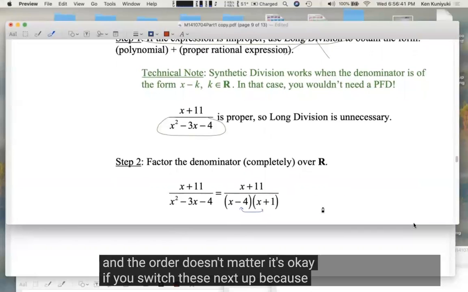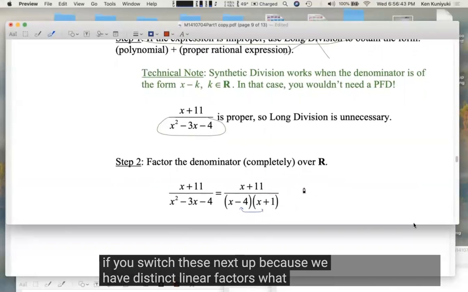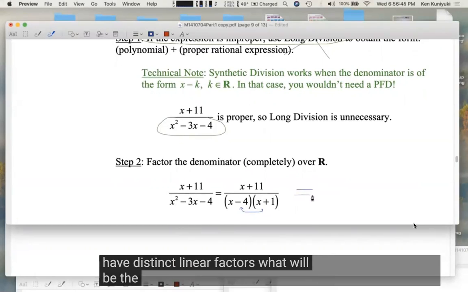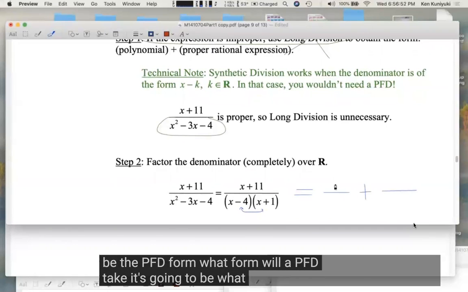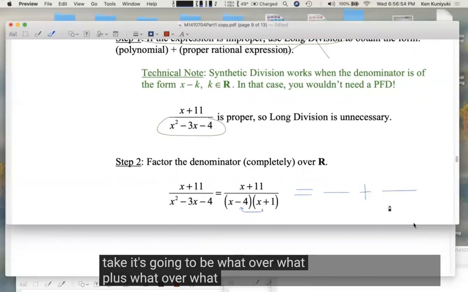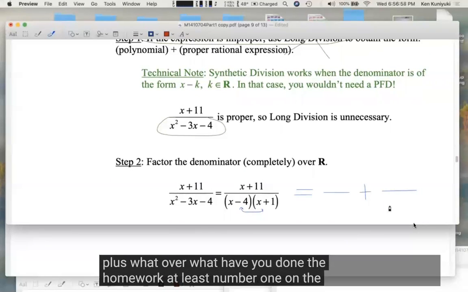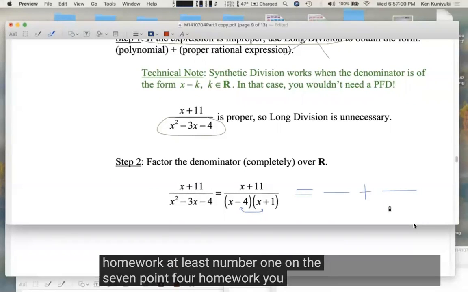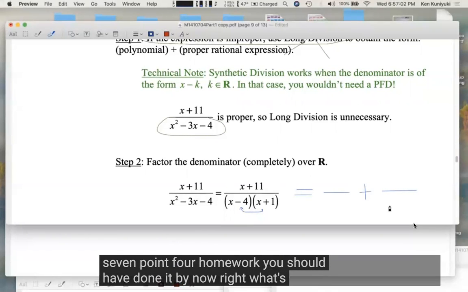Next up, because we have distinct linear factors, what will be the PFD form? What form will a PFD take? It's going to be what over what plus what over what. Have you done the homework? At least number 1 on the 7.4 homework. You should have done it by now, right? What's the form?